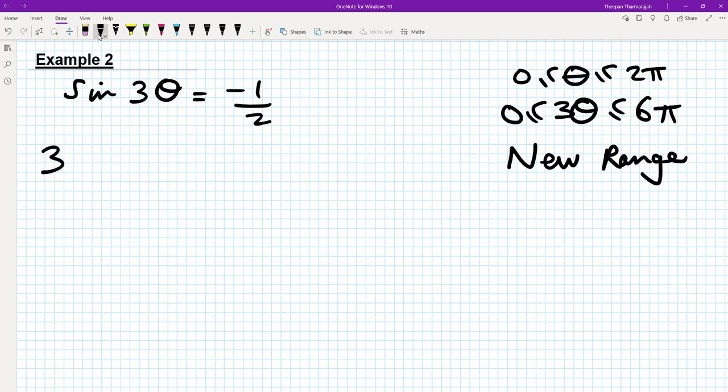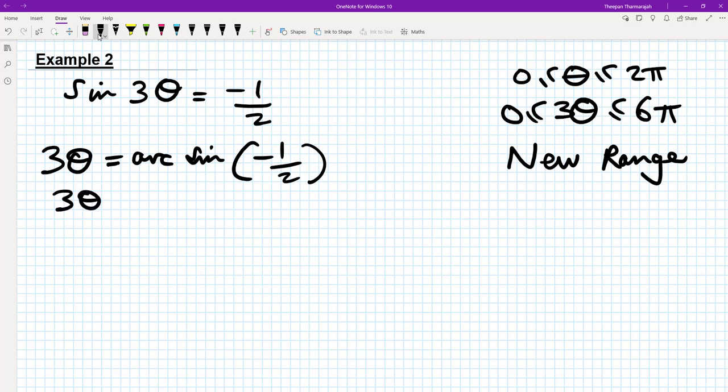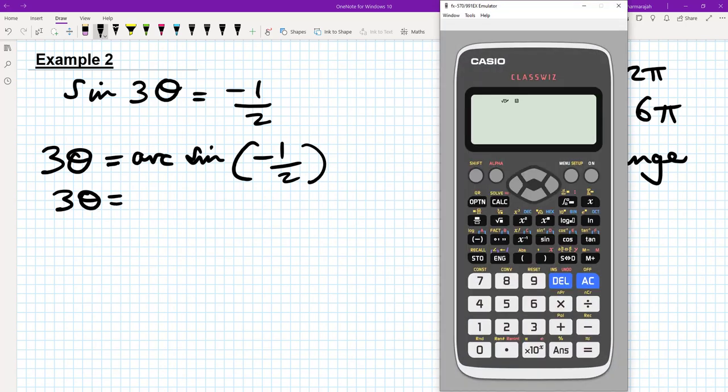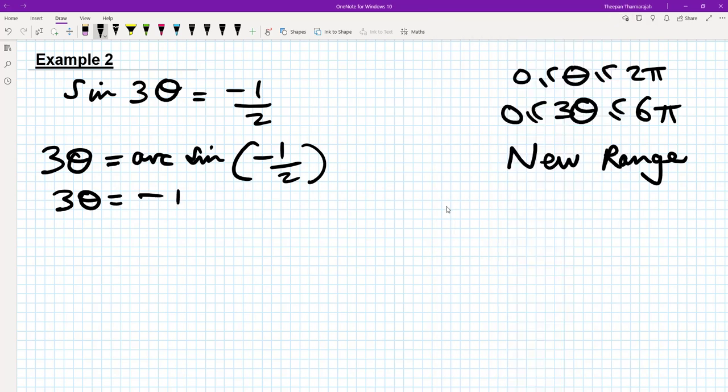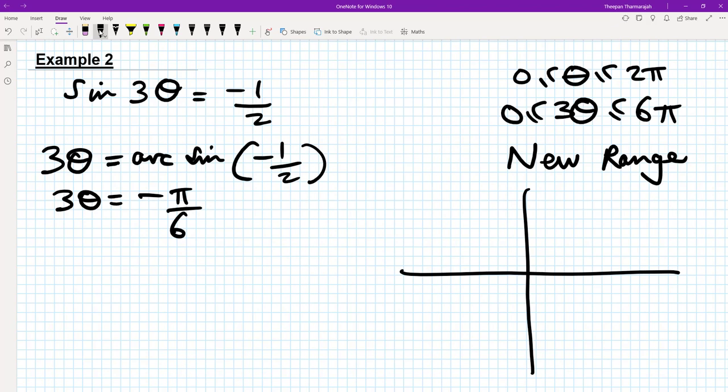So we can say 3 theta is arc sine of -1/2. Don't forget we need to be in radians mode in our calculator. So we can go to arc sine of -1/2 like so. So I get minus pi over 6. So in our cast diagram, we're going to say where is sine negative? It's negative here, it's negative in the 3rd quadrant and 4th quadrant, respectively.